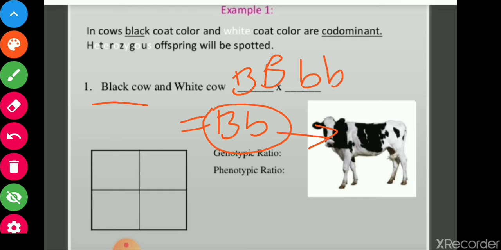So this is a spotted cow that is shown here, showing the intermediate condition. Okay, so this is an example of codominance in the coat color of the cow. So this is the intermediate condition, that is the spotted cow here.